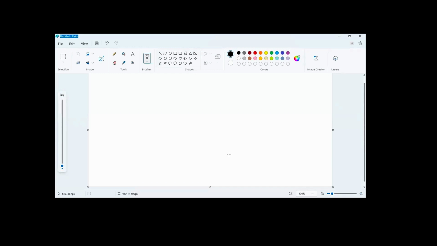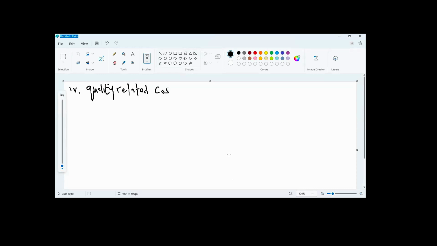Oh, all right. Can you see my whiteboard? Yes, sir. Once you understand this concept, you can solve any question. We now go to activity 4. We have quality related cost driver rates.